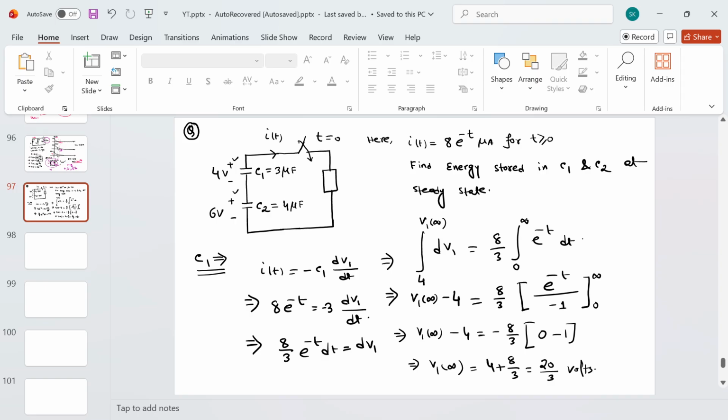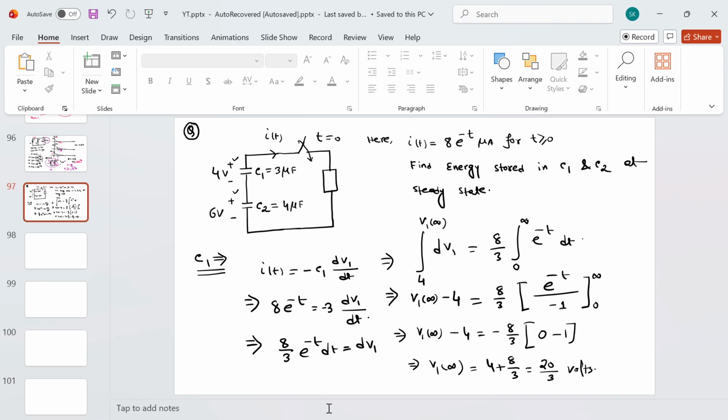Maybe I can check the calculation one more time. So the initial voltage was 4 volt, and we need to calculate the current. 8 e^(-t), C1 is 3 microfarad, 8 by 3. Yes, it is correct.